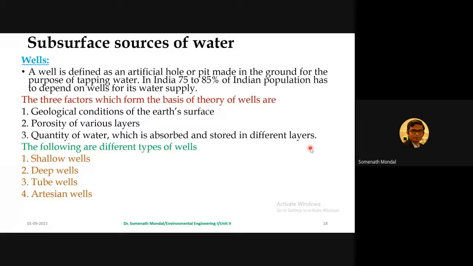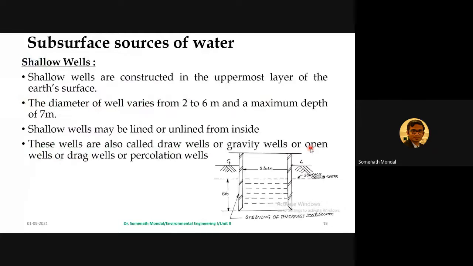Now the following different types of wells can be found naturally: shallow wells, deep wells, tube wells, and artesian wells. Artesian wells are also a type which we need to discuss in detail, so we will discuss them subsequently. Now shallow wells: from the name itself we can understand that the depth of the well is not very deep. It is quite shallow.